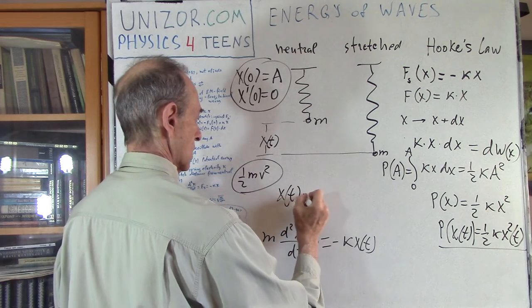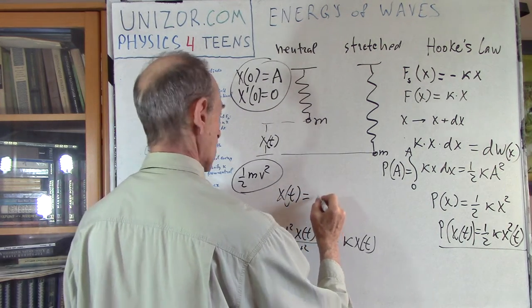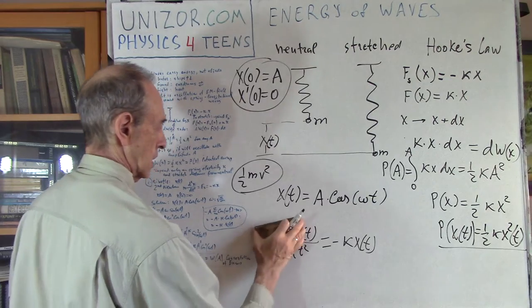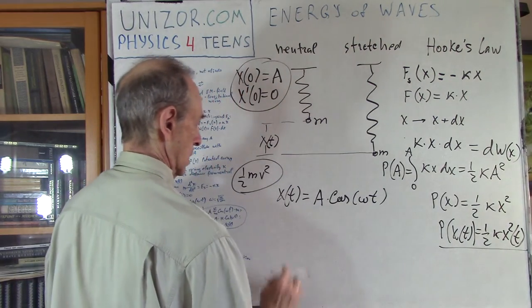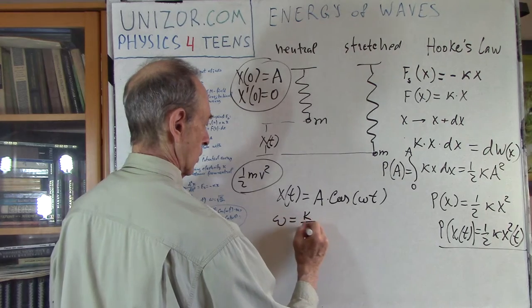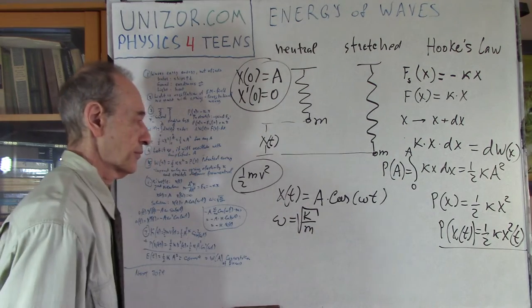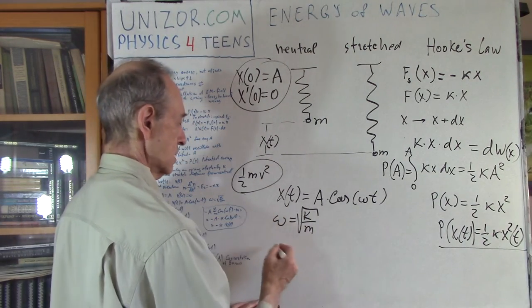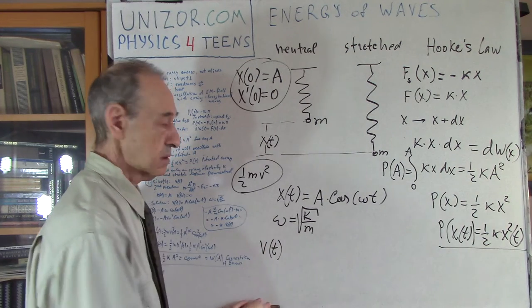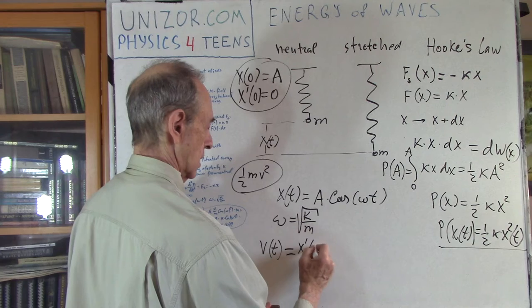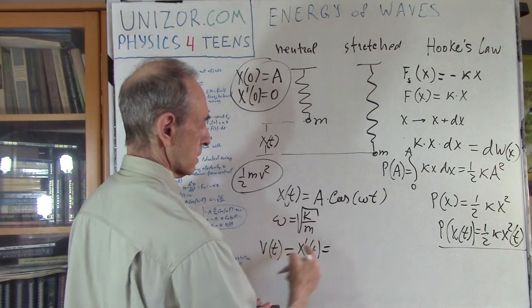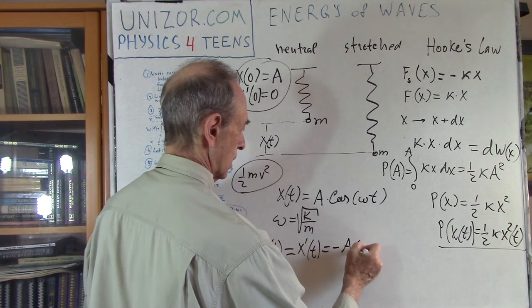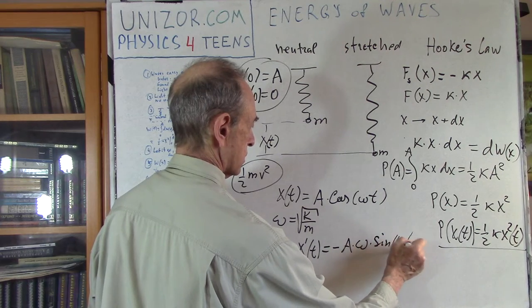x of t is equal to a times cosine omega t, where omega is equal to the square root of k over m. So this is a solution. Okay. Now, if this is x of t, then v, the speed, is the first derivative of x of t. The derivative of cosine is minus sine, so it's minus a omega sine of omega t.